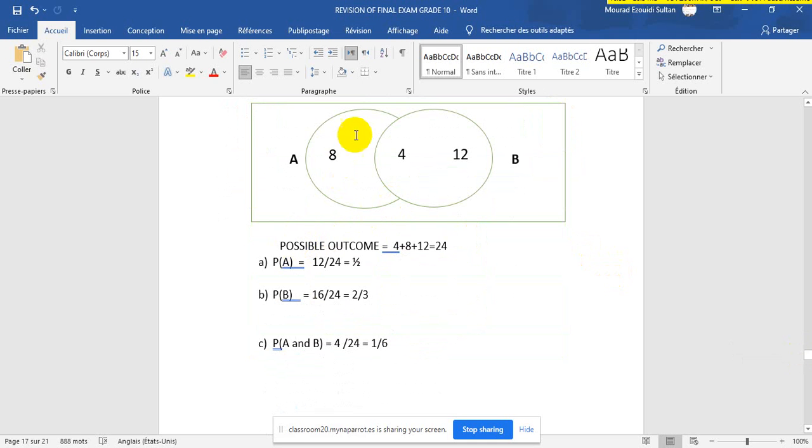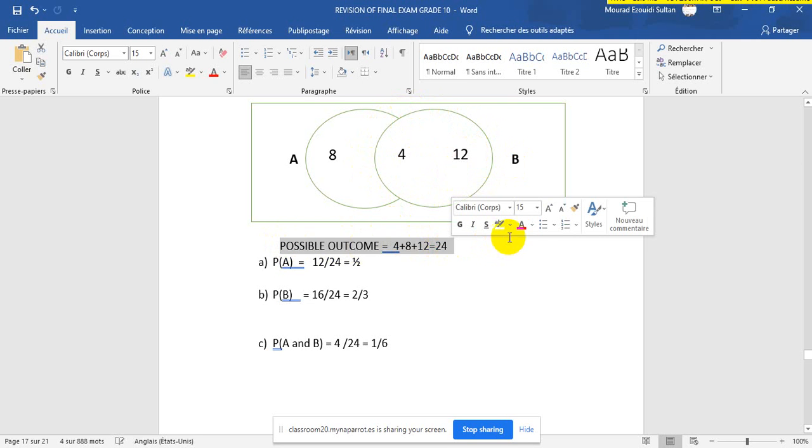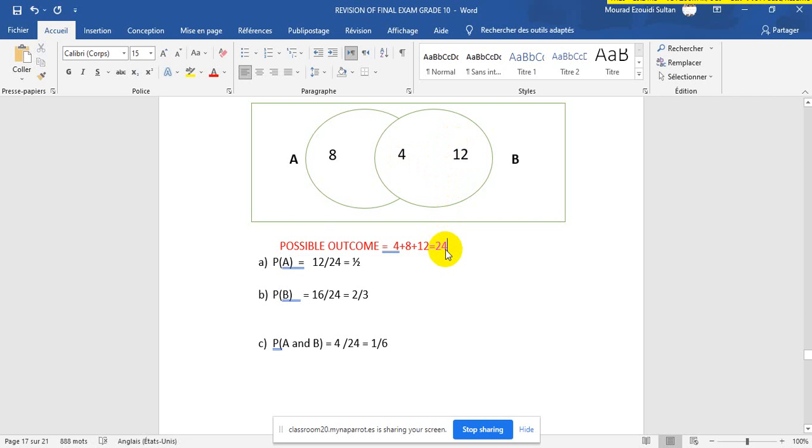First of all, my daughters, you can see the rectangle is the universe that contains all the sets. This is the set A, which consists of 8 and 4, and set B contains 4 and 12. Before solving this question, you should find the possible outcomes. The possible outcomes will be 8 plus 4 plus 12. 8 plus 4 is 12, plus 12 is 24. So this is the possible outcomes.